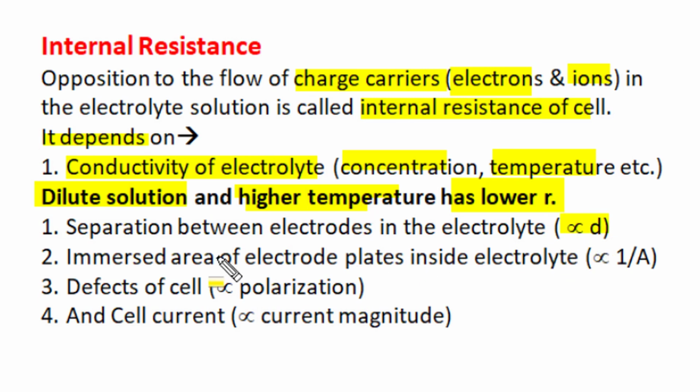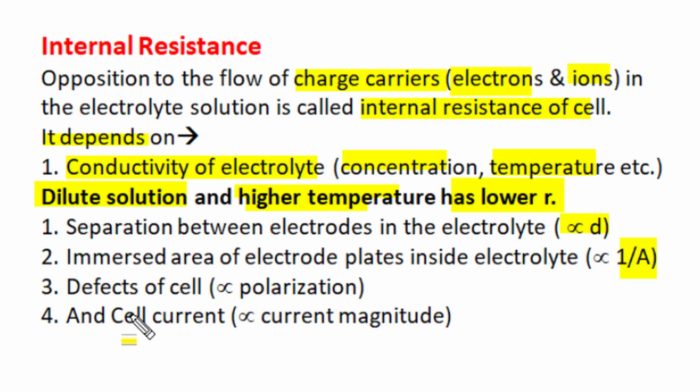that separation. Now the immersed area of electrode plates inside the electrolytic solution decides the cross-section area of current flow, and internal resistance is inversely proportional to the area of cross section. The higher the immersed area of the electrode, the lower the internal resistance.